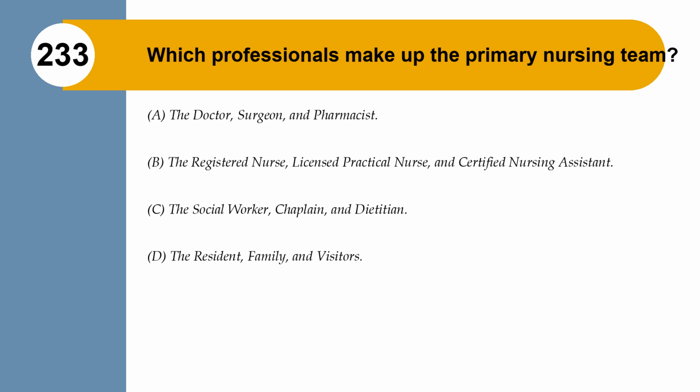Option A, the doctor, surgeon, and pharmacist. Option B, the registered nurse, licensed practical nurse, and certified nursing assistant. Option C, the social worker, chaplain, and dietitian. Option D, the resident, family, and visitors.